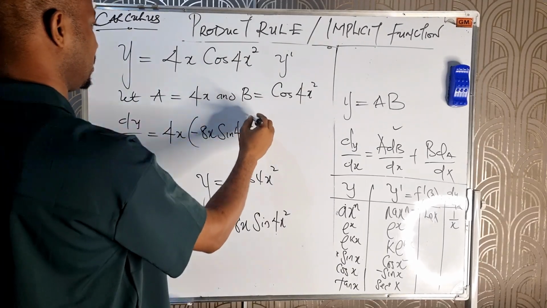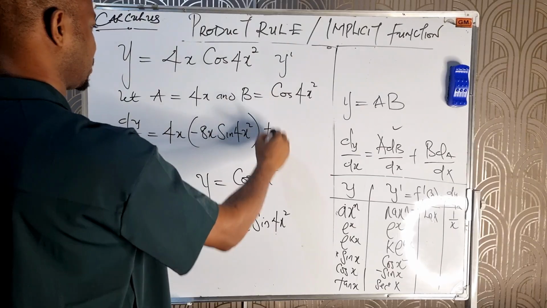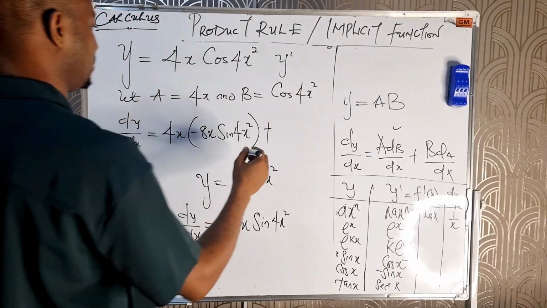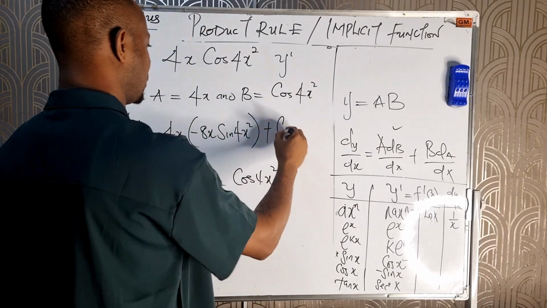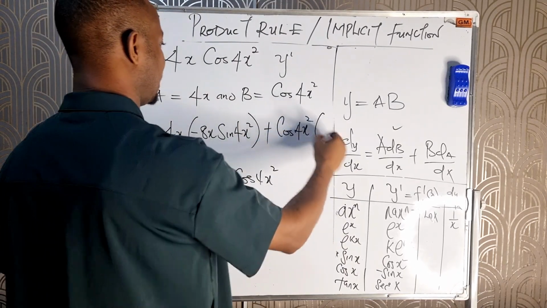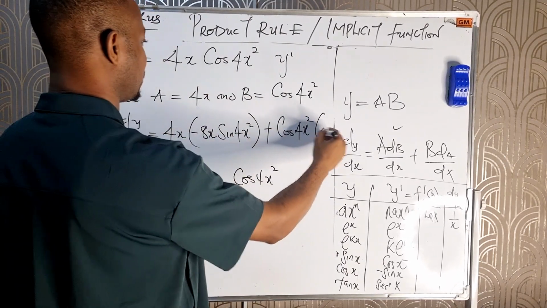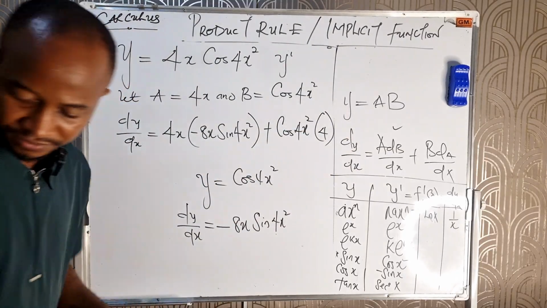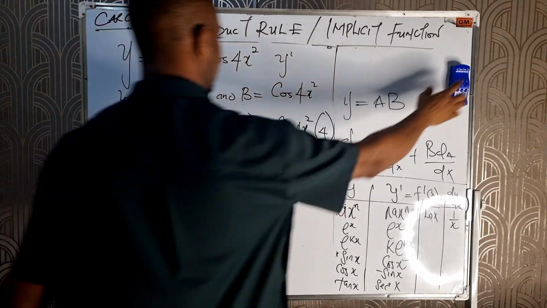All right, that's for this. Then plus, we keep what constant now? We're going to keep cos 4x squared constant, then differentiate 4x. That will give us 4.